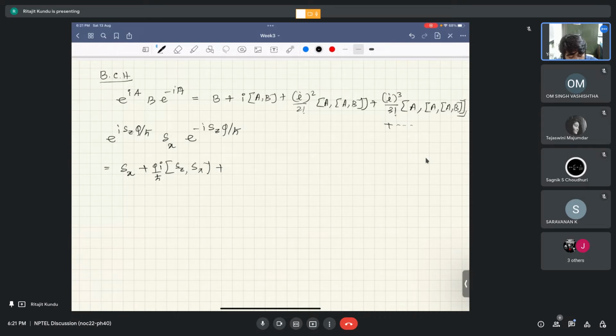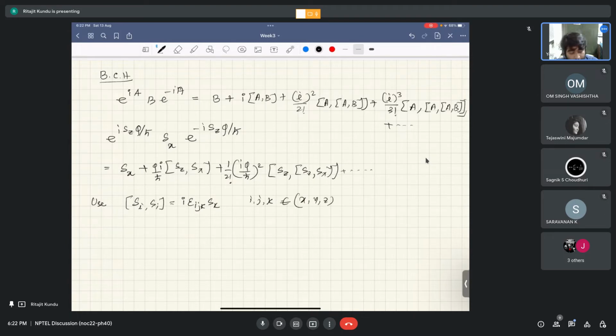Okay, so these are the constants which will be there. So i phi by h bar squared, 1 by 2 factorial, the commutator of Sz, Sz, Sx, and so on and so forth. If you write all of this and use the commutation relations, what are those? You will need Si Sj. The commutation is given by i epsilon_ijk Sk, where i, j and k belong to x, y and z, so this runs over x, y and z, and this is the Levi-Civita.